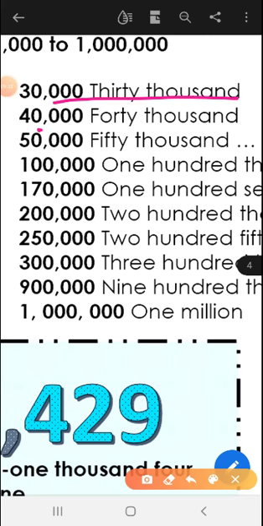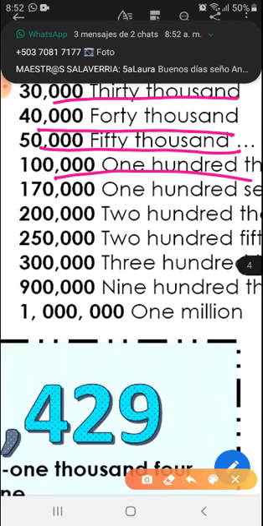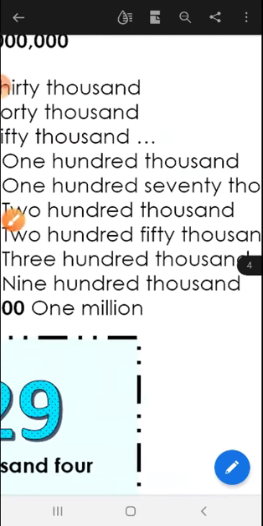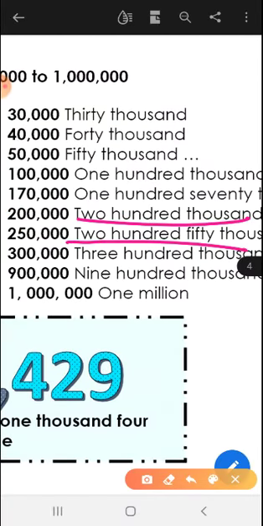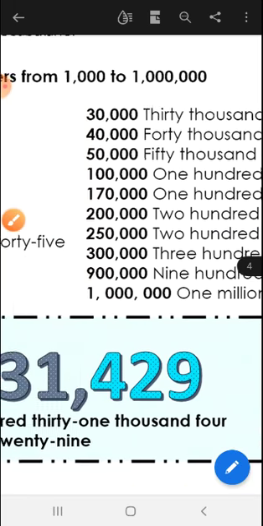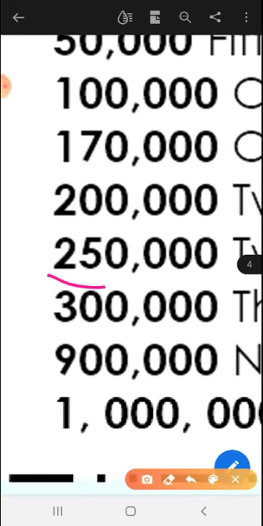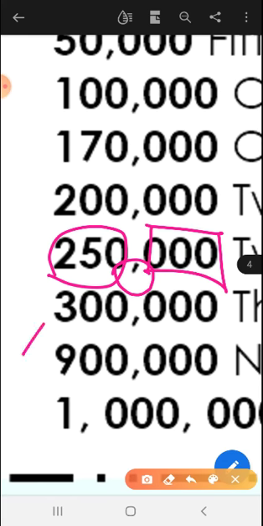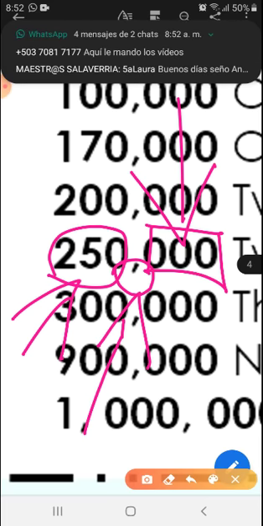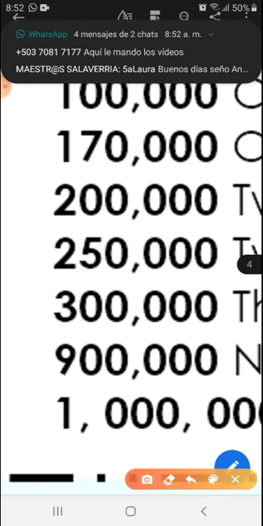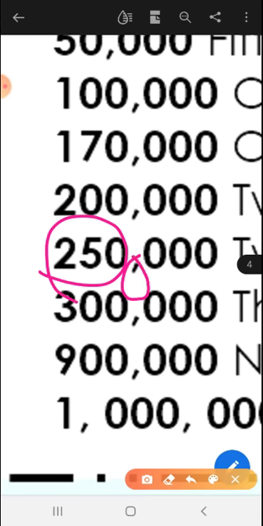30,000, 40,000, 50,000, 100,000, 170,000, 200,000, 250,000. Yes, again, you have to say the number. The comma indicates thousand and say this number. How do you say this number in English? 250. The comma indicates 1,000. And since here you got zeros, you say nothing, okay? 250,000. And that's it.